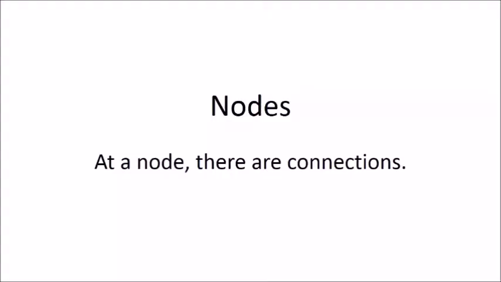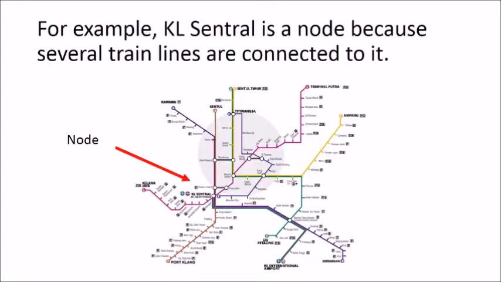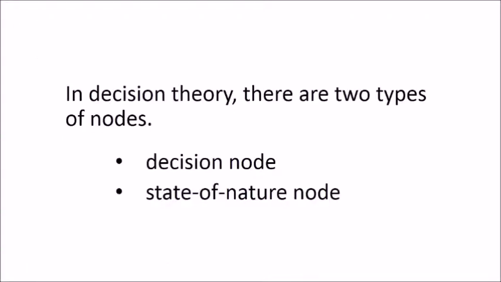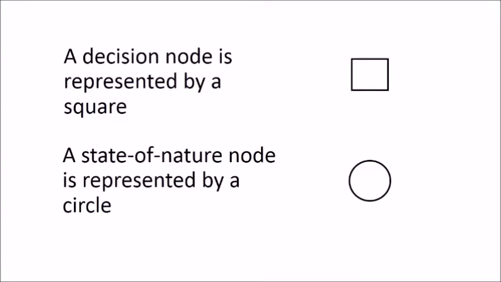To create a decision tree, first we must understand about nodes. At a node, there are connections. For example, KL Central is a node because several train lines are connected to it. In decision theory, there are two types of nodes: decision node and state of nature node. A decision node is represented by a square. A state of nature node is represented by a circle.